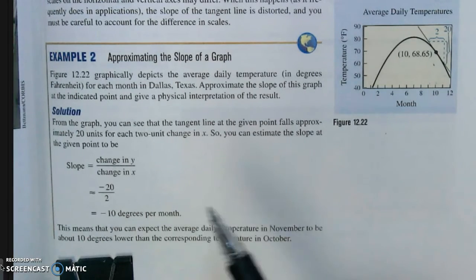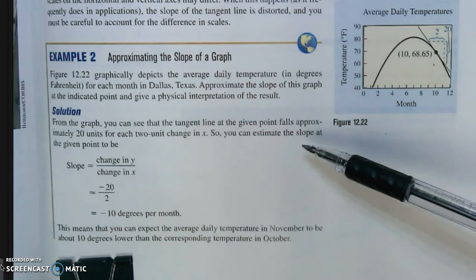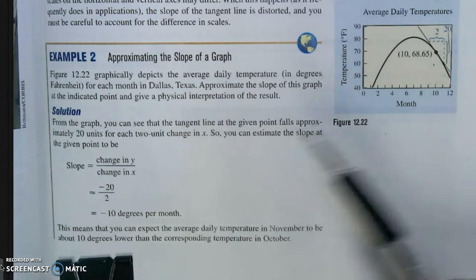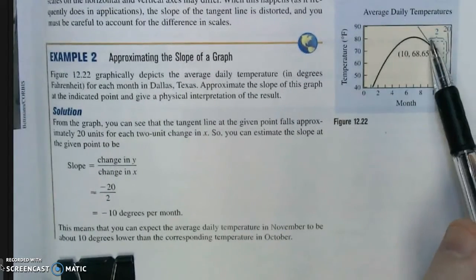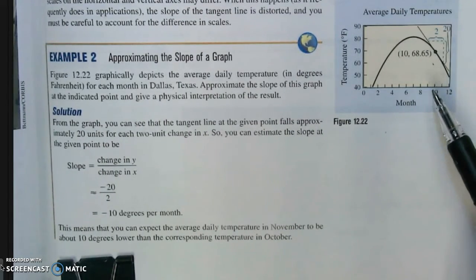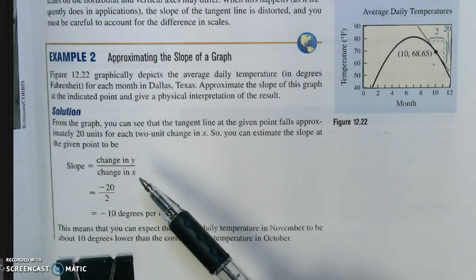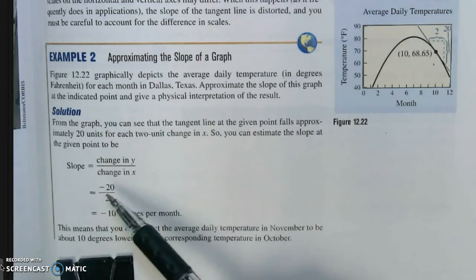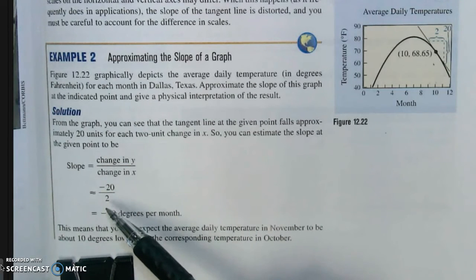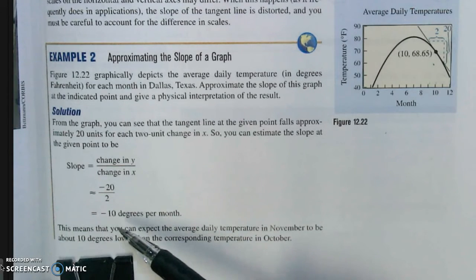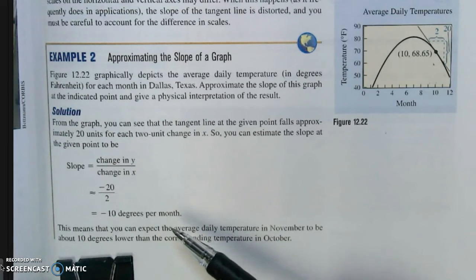It says from the graph, you can see that the tangent line at the point falls 20 units for each 2 unit change in x. So as we go over 2, it goes down 20. And so we can estimate the slope. We know slope is change in y over change in x, or rise over run, and we're seeing that it's falling 20 degrees every 2 months at that point. So that means in October it's going to change 10 degrees that month, or the rate of decrease is negative 10 degrees per month.